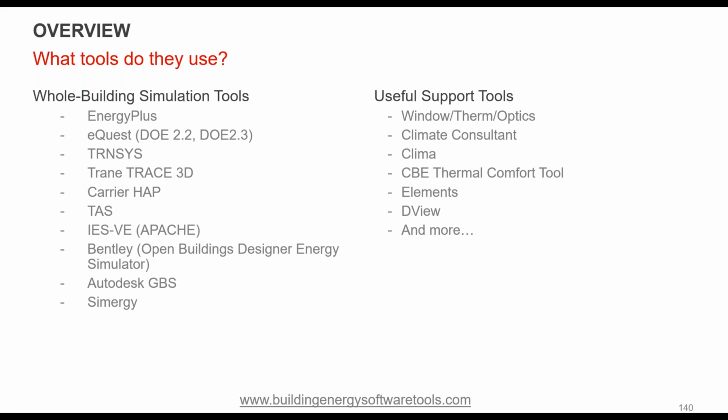But some of the tools that you may want to use, and Sam has already mentioned a number of these, are Window and THERM, coming from Lawrence Berkeley Lab. They are tools to look at a detailed model of a window and its optical properties, and THERM can help you look at framing. One of the interesting things is that these are used in putting NFRC labels together, so they are trusted in the industry as providing accurate results.